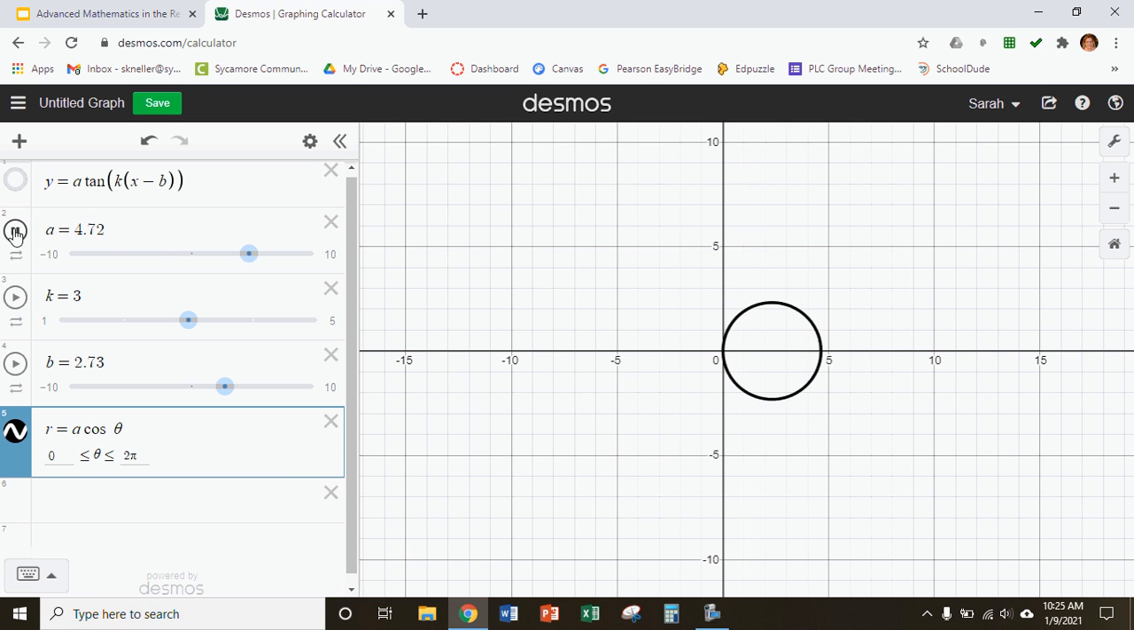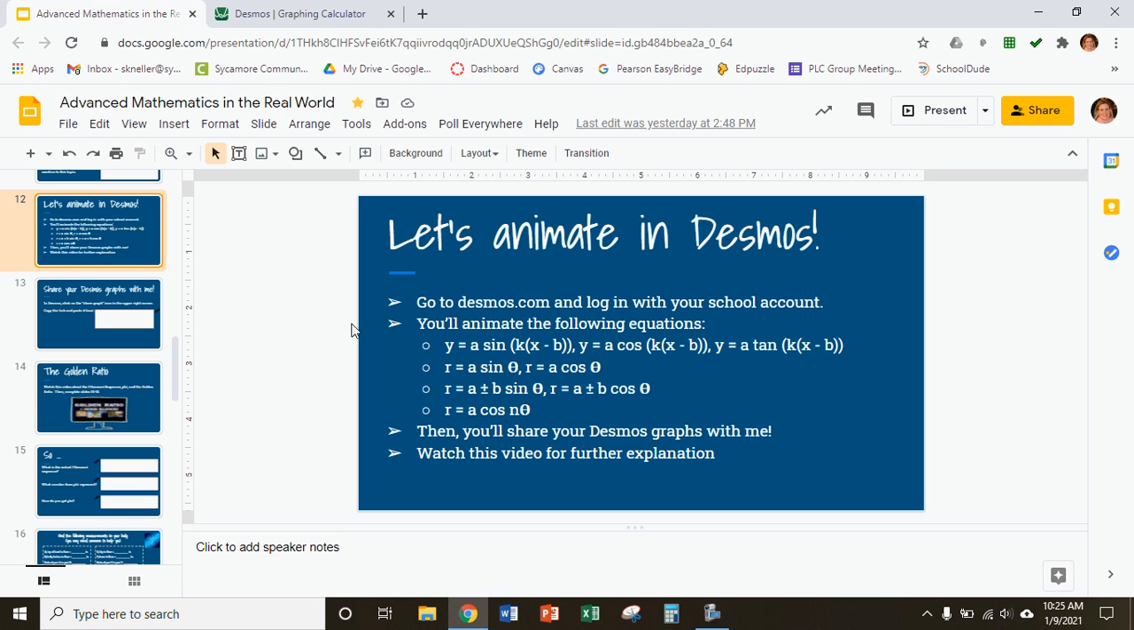Okay? So you're like, hey, that's cool, I can make a circle grow. Yeah, I know, but it's just a way to expose you to that other equation for a circle. Okay? So we're going to turn that one off, and we're going to put our other equation in.